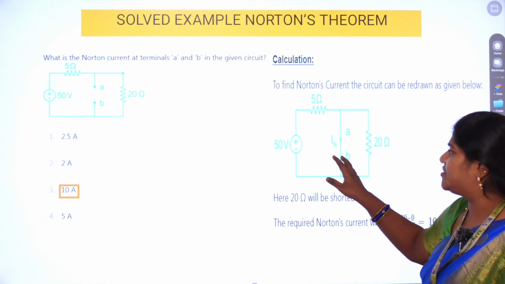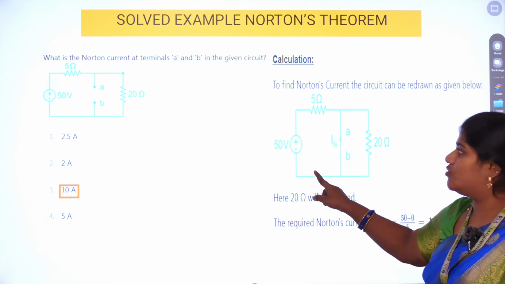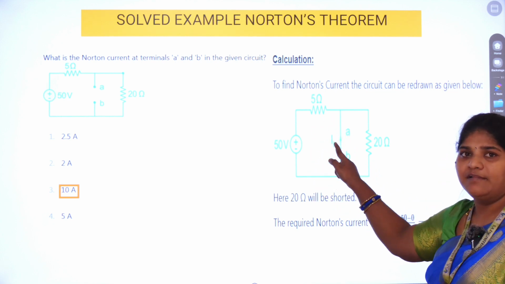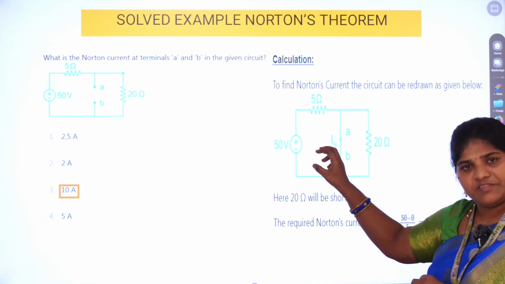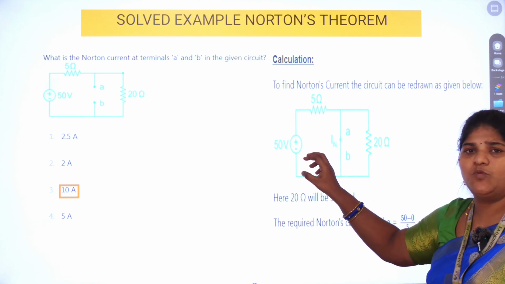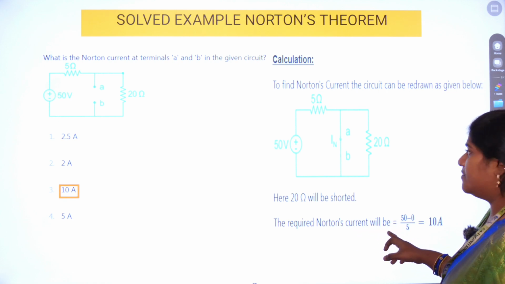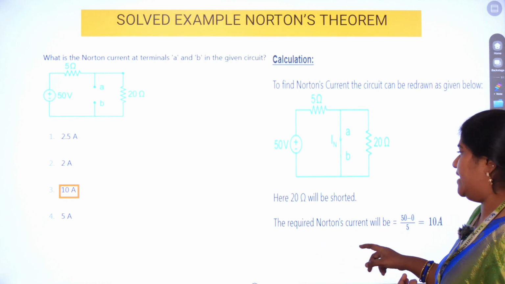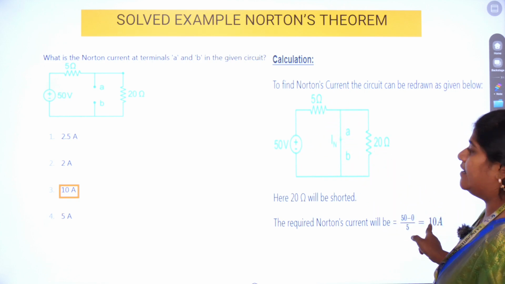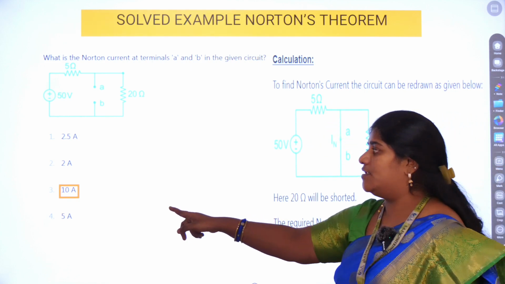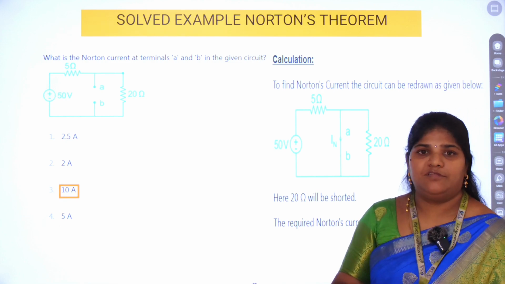So now I will be restricted only to the 50 volt source and a 5 ohm resistor. So this becomes a simple circuit, right? A simple loop with a voltage source and a resistor. So with the simple values, one can easily find the current I. The required Norton's current will be V, which is 50, divided by R. So 50 divided by 5, 10 amps. So that is the reason we have chosen option number 3.